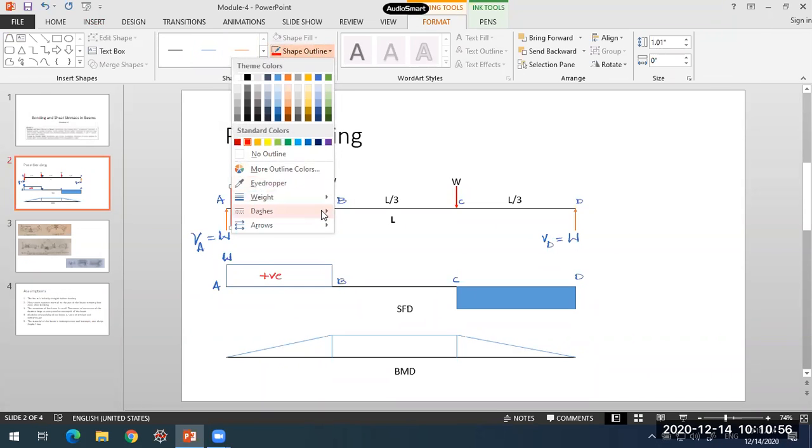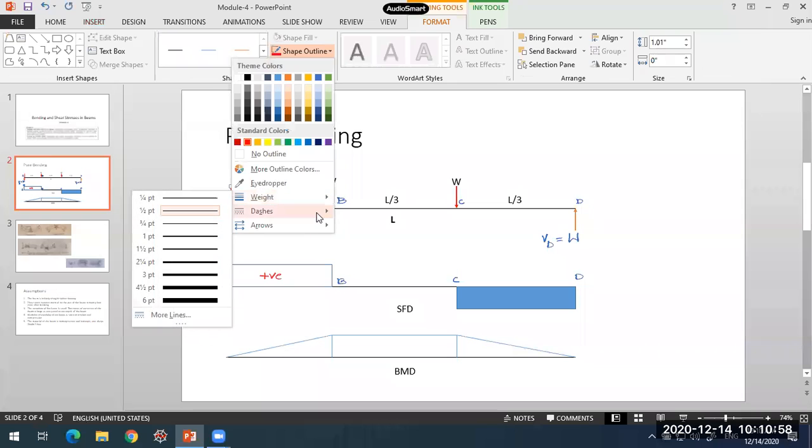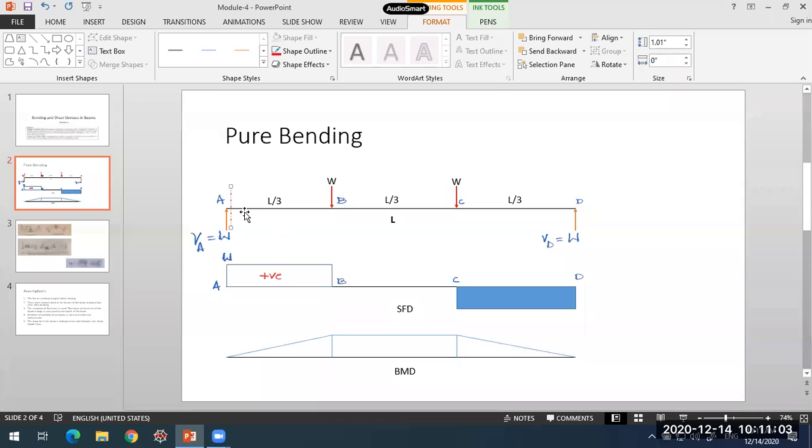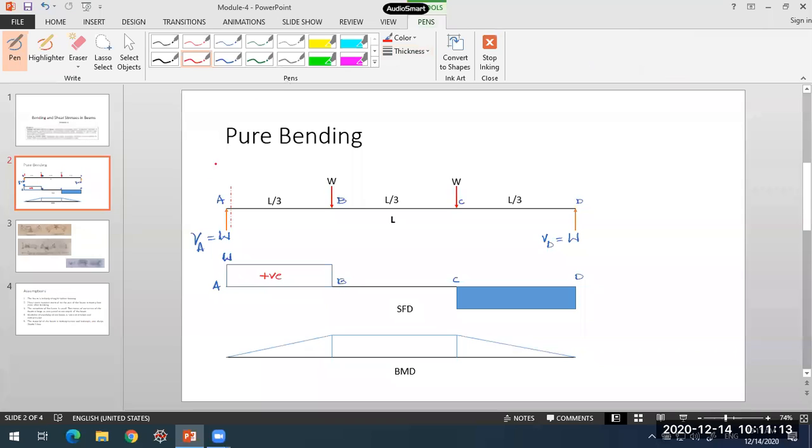This is my cross section in the beam that I am considering. Now when I take the section at A, when I cross this point A, the shear force will increase to W. Left side upward force I'll be taking to be positive.